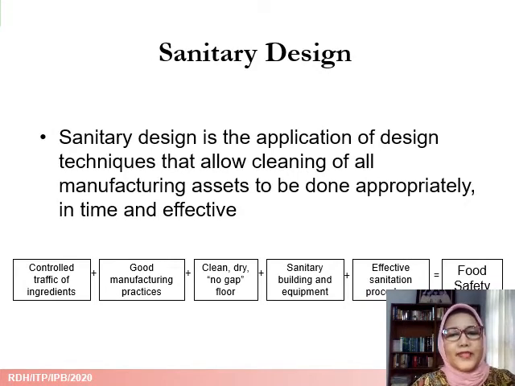Let's begin with sanitary design. Sanitary design is the application of design techniques that allow cleaning of all manufacturing assets to be done appropriately in time and effective. This will include controlled traffic of ingredient, GMP, clean, dry, no gap floor, sanitary building and equipment, effective sanitation procedures to achieve food safety objectives.